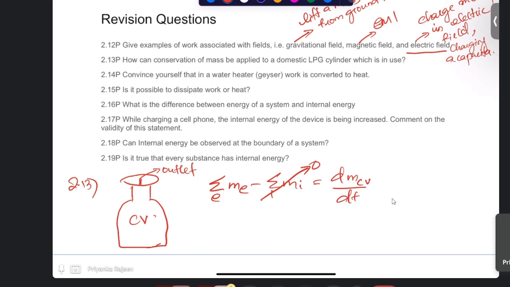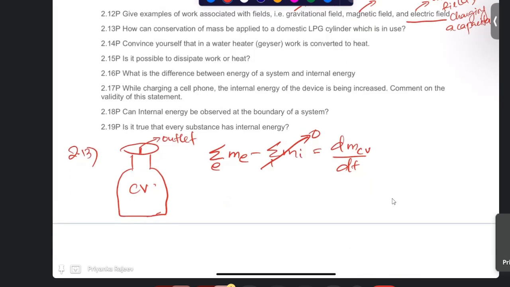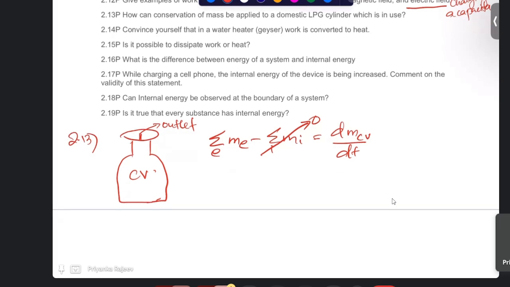Inlet is not there. Inlet somebody has already filled and we have received it. Now our system has got gas inside the control volume and outlet is there. So whatever is exiting is going to be the change in control volume. Whatever change in control volume is going to come out as the outlet gas. Okay, that is how we are applying conservation of mass in an LPG cylinder.